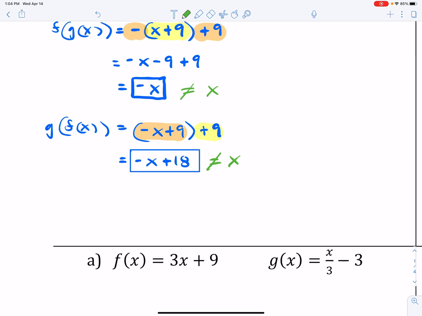And the only issue is that f and g are not inverses. Okay? F and g are not inverses. What I mean by that is this would have to be equal to x, meaning this would literally say equals x, and this one would have to say literally equals x.